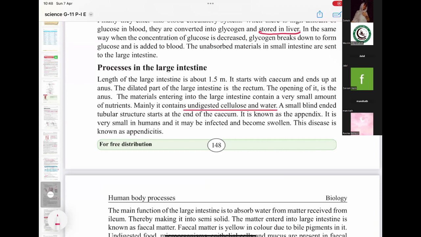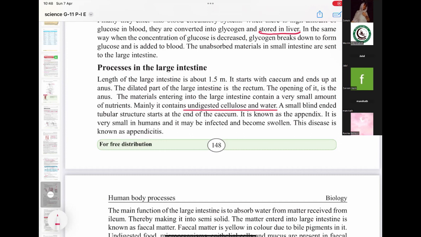You know, right? Appendix, people often go for surgeries like appendicitis, where we remove the appendix. So it's very small in humans, but it can be infected. Whenever we are eating some spoiled food or something, it can be infected and become swollen, and it gives you so much pain on your right side, because the appendix is on the right side. So it can lead to appendicitis.